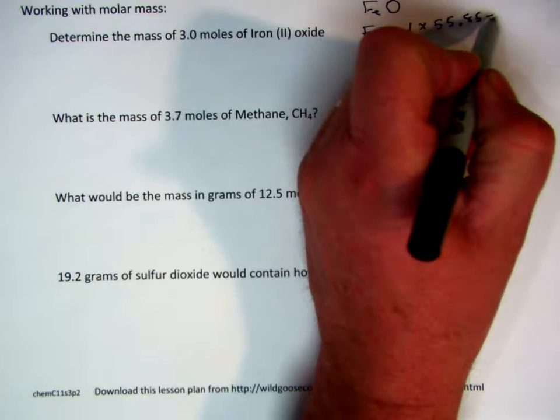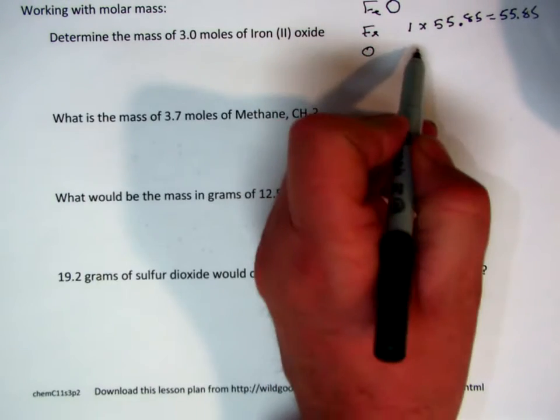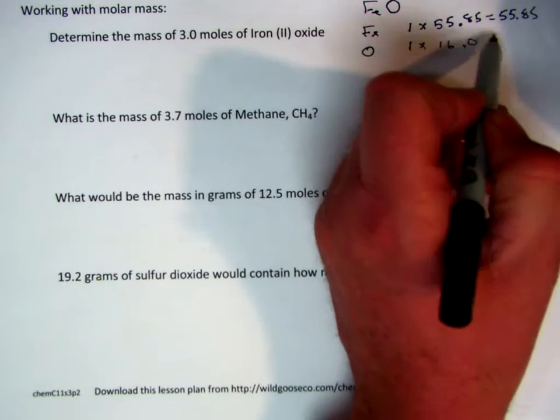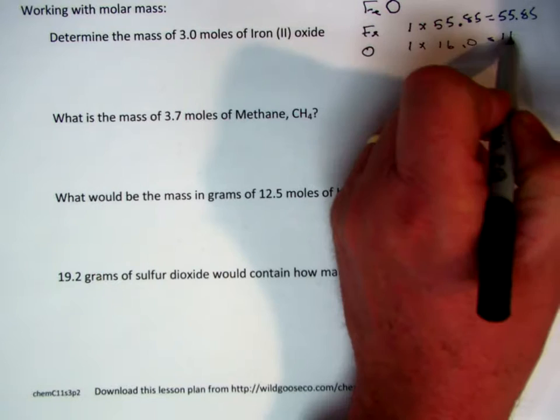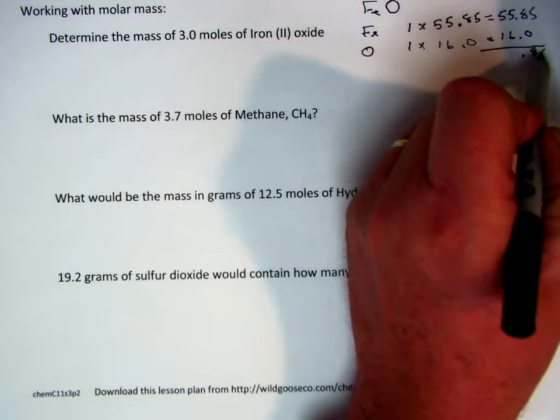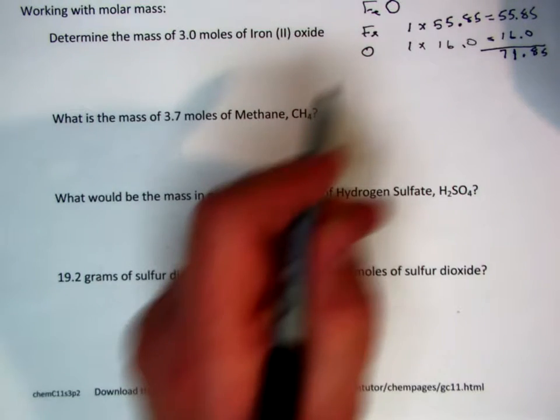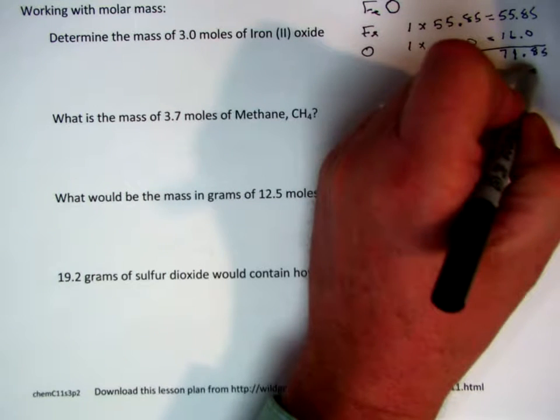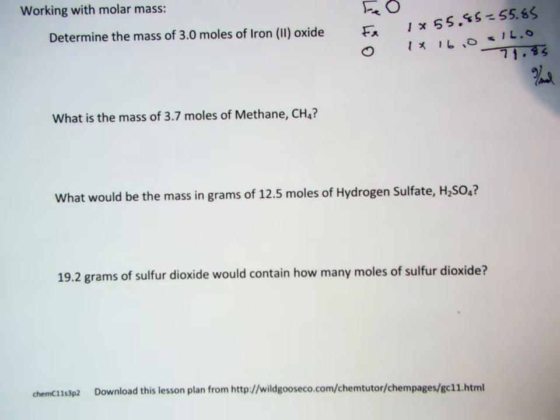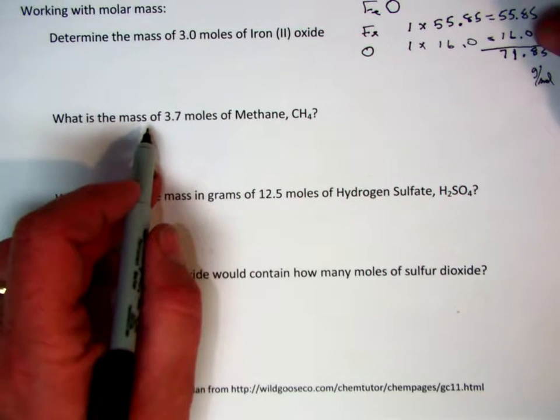55.85 grams per mole for the iron. Oxygen also has 1 times 16.0, which is two significant figures, giving us 16.0, so you're going to add those together, and it's 71.85, and now we're going to label it as grams per mole. Okay? Now, if you've caught that, then what is the mass of 3 moles of it from this problem?